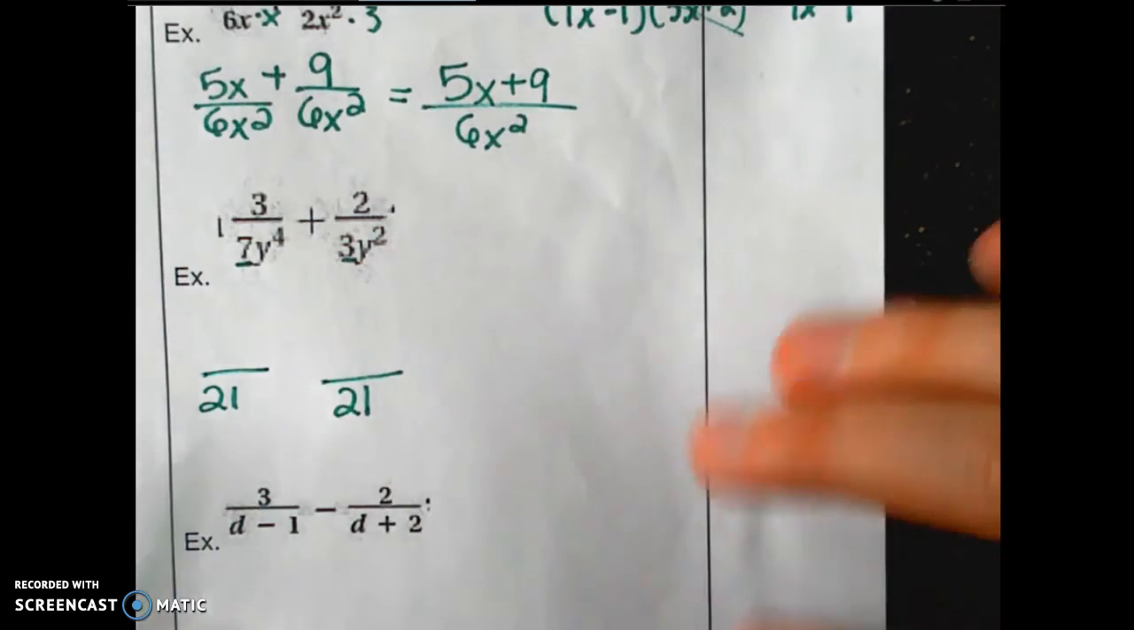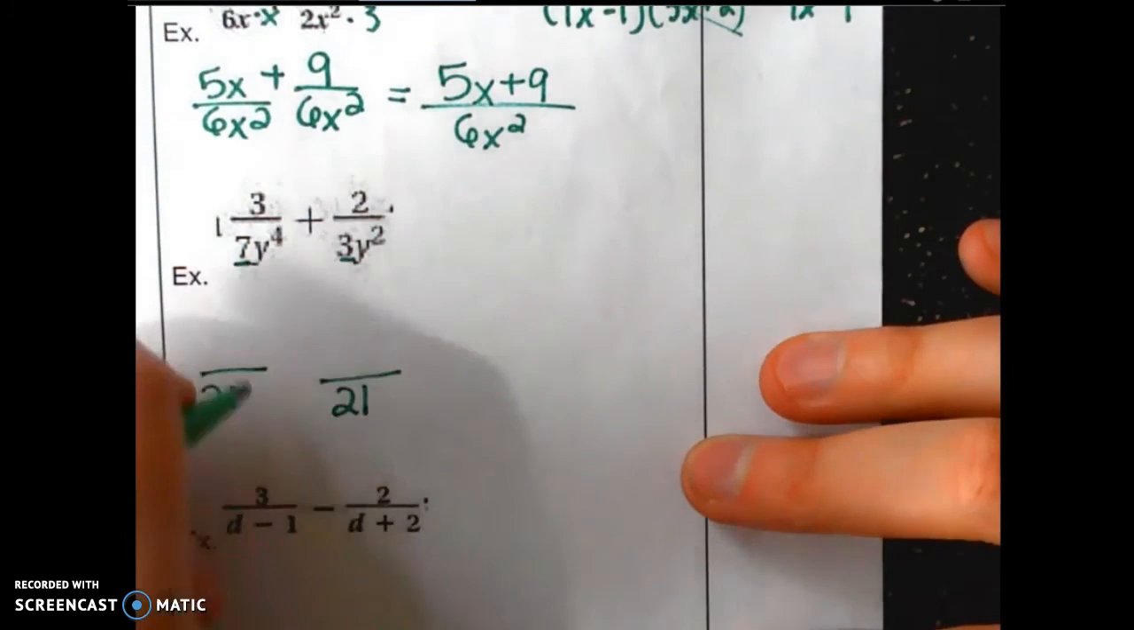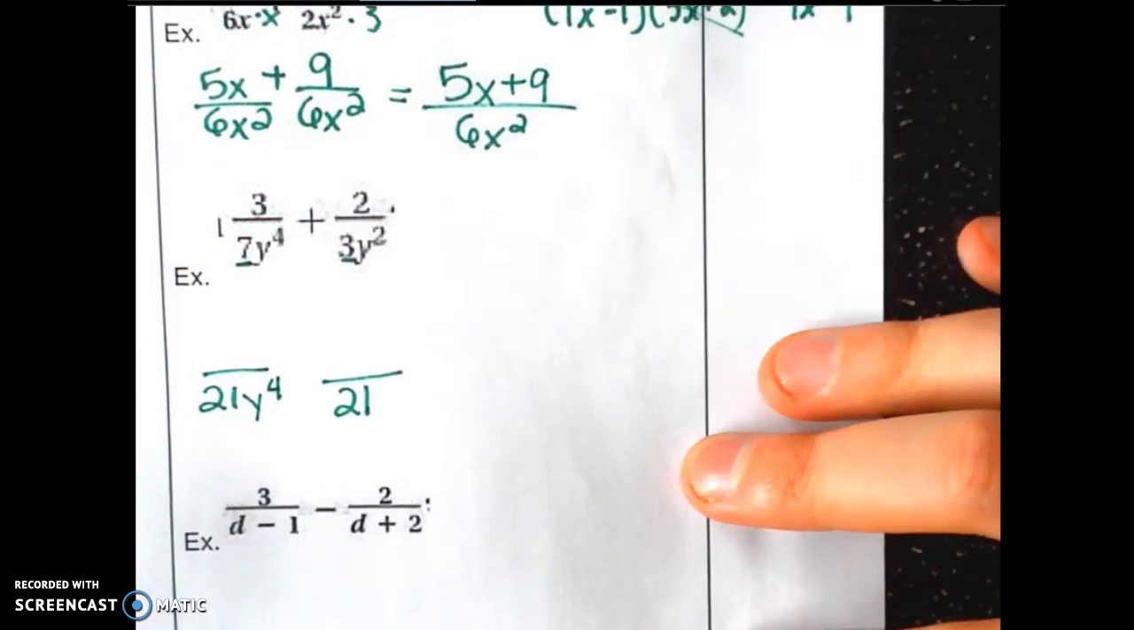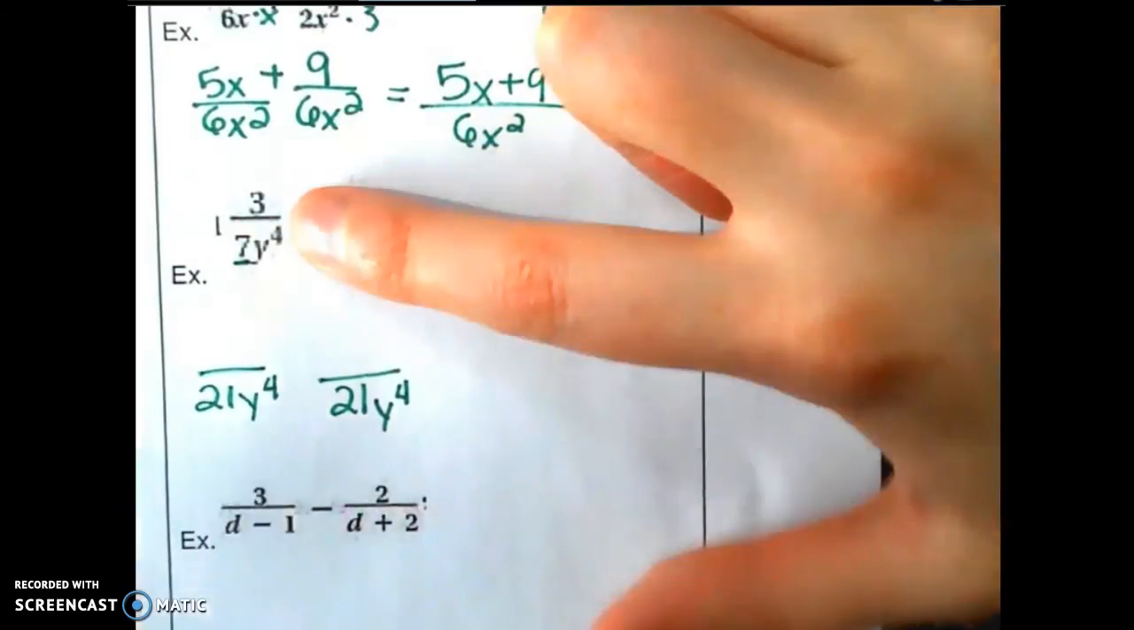Now, for y, well, this one's bigger. And y squared goes into y to the 4th. So we know our greatest common denominator is going to be y to the 4th. So now let's figure out what we have to multiply each fraction by.